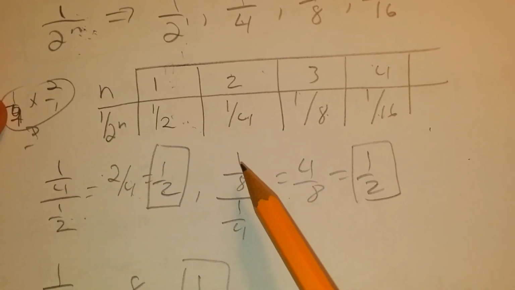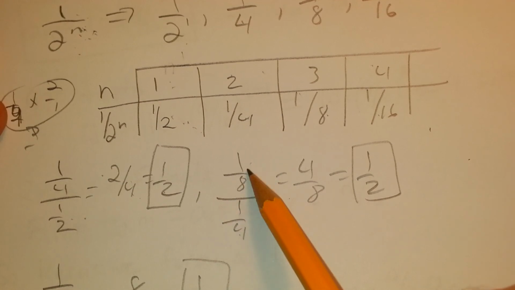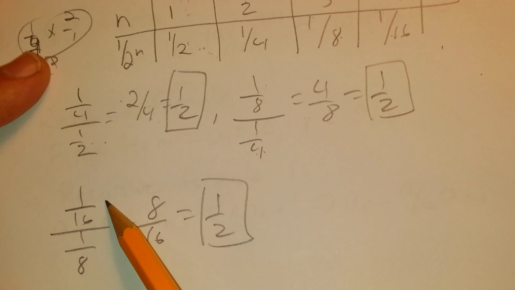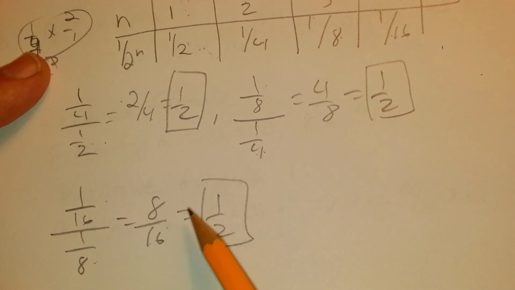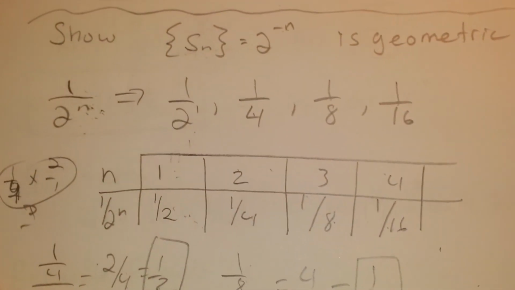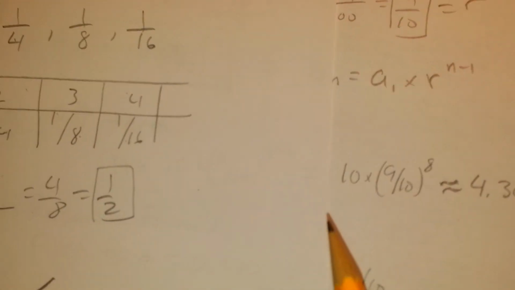All right, the third term divided by the second. 1/8 divided by 1/4 is 4/8. That's 1/2. 1/16 over 1/8 is 8/16. That's 1/2. So that is geometric. That checks off.